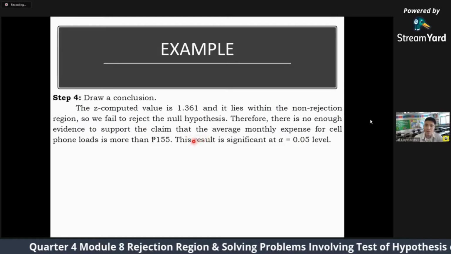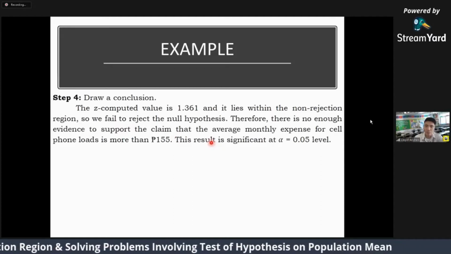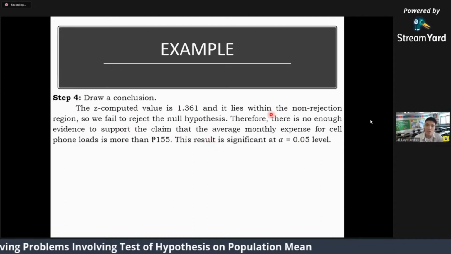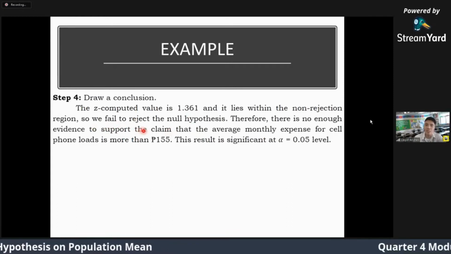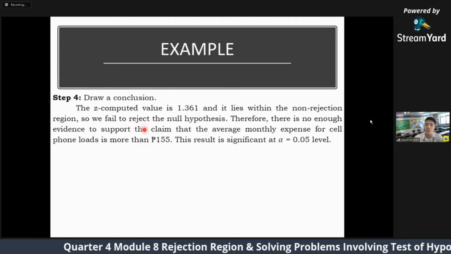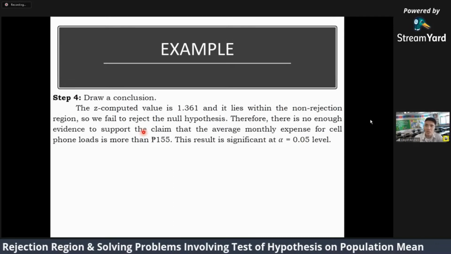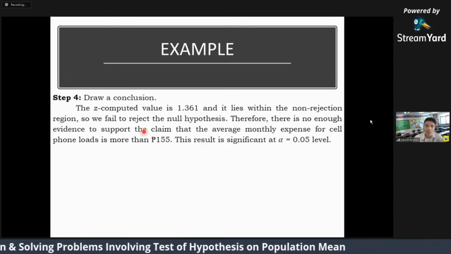Ang claim nato is katong nag-increase, di ba? Ang decision nato is reject. Then we fail to reject. Do not reject the null hypothesis. So kung do not reject the null hypothesis ka, meaning accepted sa null hypothesis. Ang null hypothesis nagsulti na walay change.